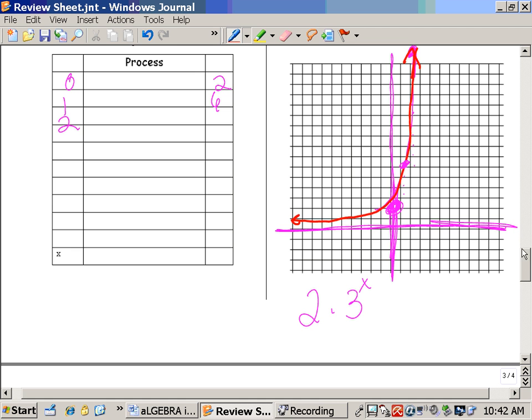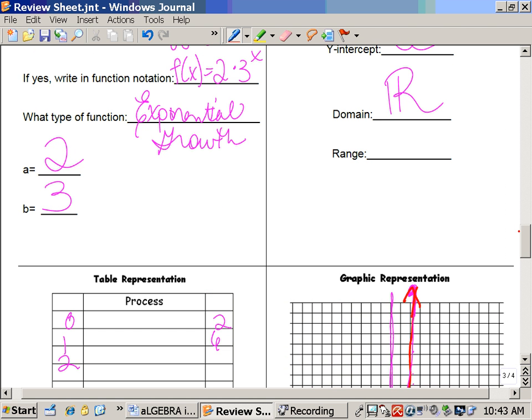Okay, so back to my domain and range. My domain is all reals. My range, I just said, it gets really close to 0, but it's never allowed to touch. So y is going to be greater than 0. Can it equal? No. So my range is y greater than 0.